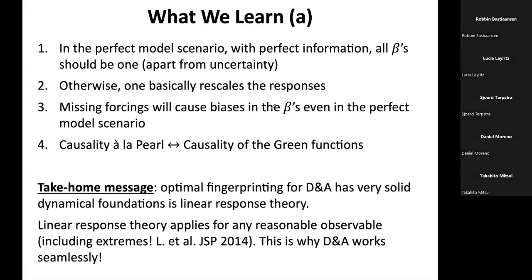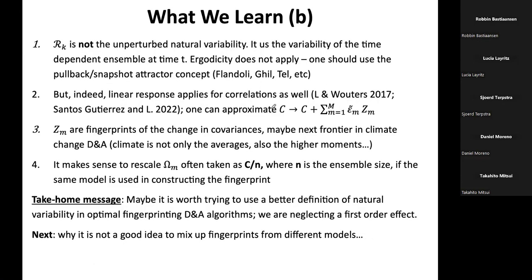Now, interestingly, the fundamental message is that optimal fingerprinting for detection and attribution can be understood on the basis of linear response theory for general stochastic dynamical systems. And the fact that you can do linear response theory also for non-trivial observables, like extremes in principle, explains why you can use these detection and attribution techniques so flexibly.